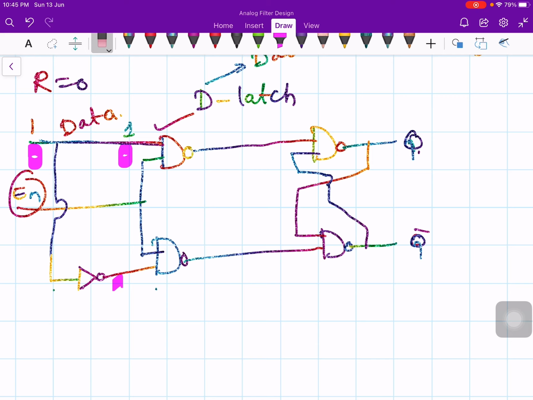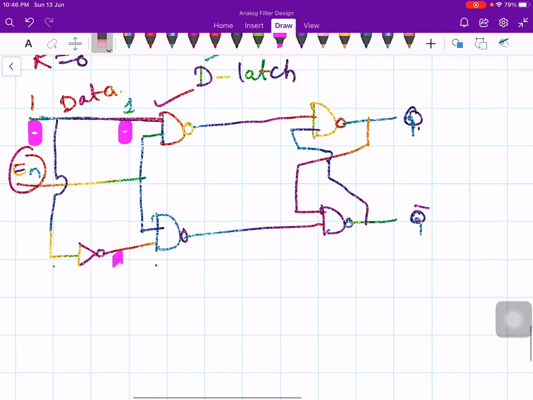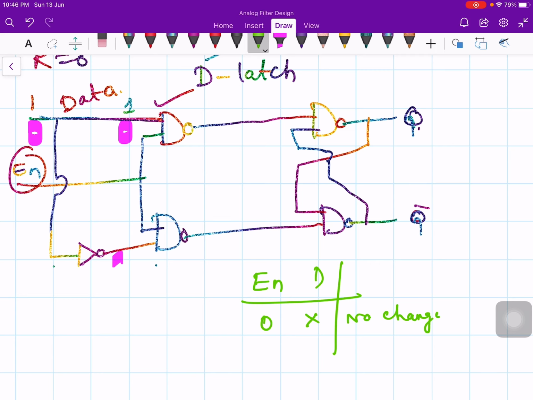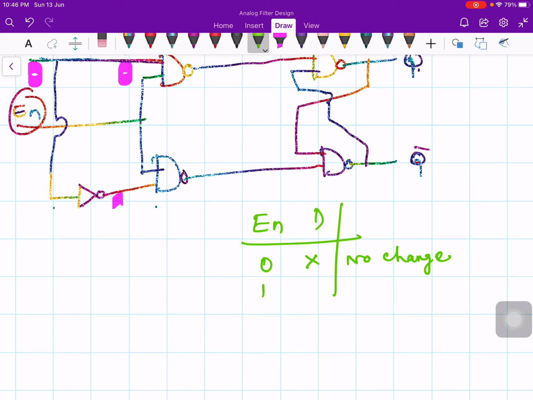As long as the enable input is at 0, the cross-coupled SR latch has both inputs at the 0 level, and the circuit cannot change state regardless of the value of D. Therefore, if you write down the truth table, enable, then data: if you put 0, whatever the condition, no change. It's very simple to analyze, the same analysis as we did in the previous case. You make enable 1, and if you apply 0, then 0 comes here. Q is 0. This is called a reset state. You can analyze it. It's not a big deal.